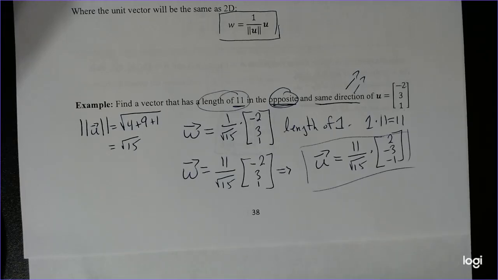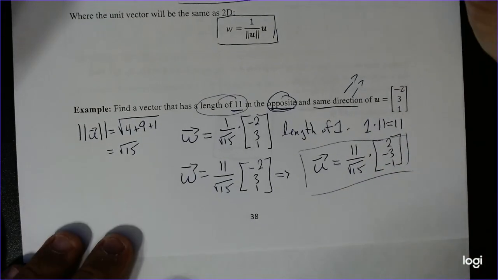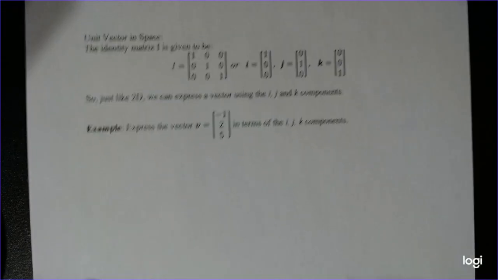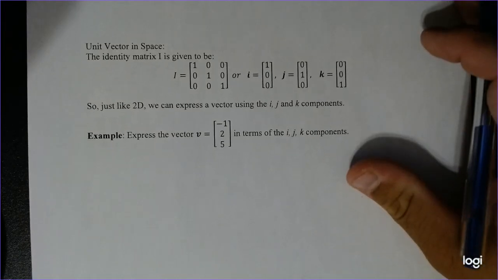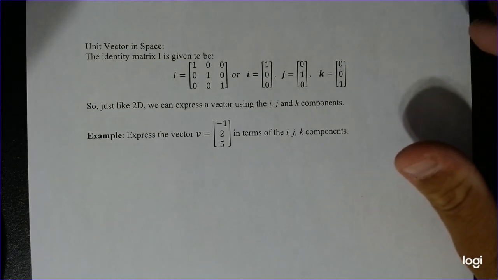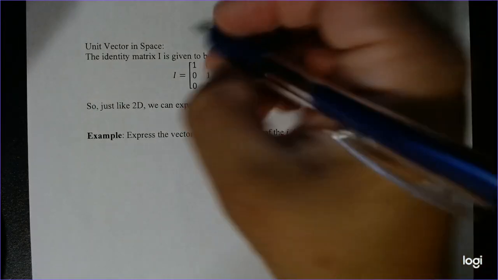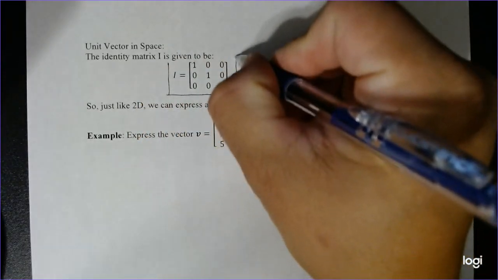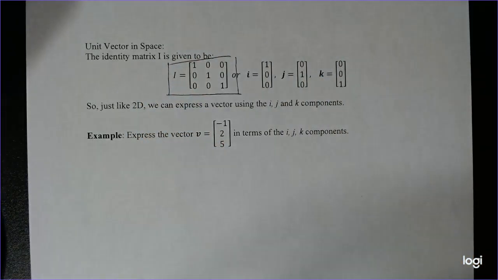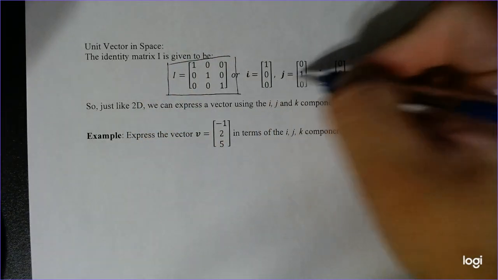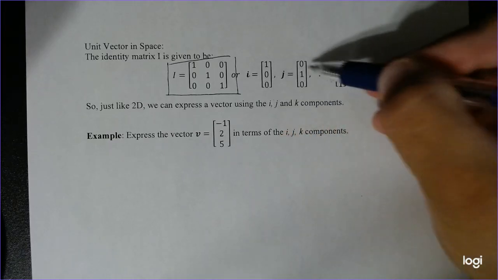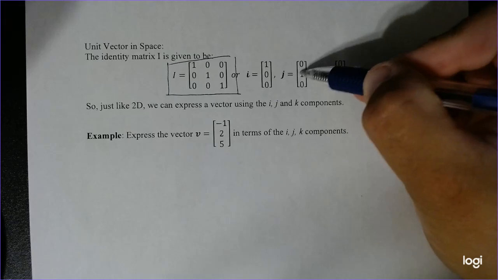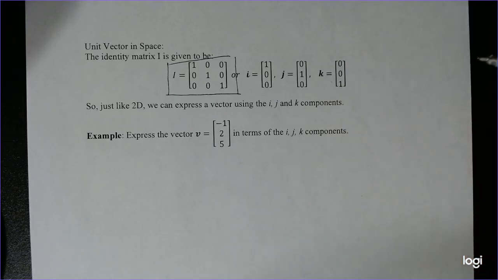Right, and the last step is just like what it was for 2 dimensions: unit vectors in space, and the identity vectors in space. Okay. So again, since we're doing space, we're going to be dealing with our identity matrix, which means we're going to have i, j, and k respectively. So the i component is 1 with a bunch of zeros, j is the one in the middle, and then k is the last one with 1.